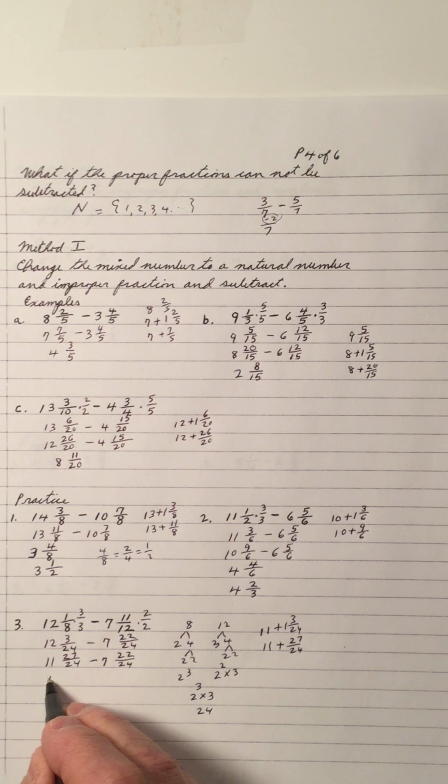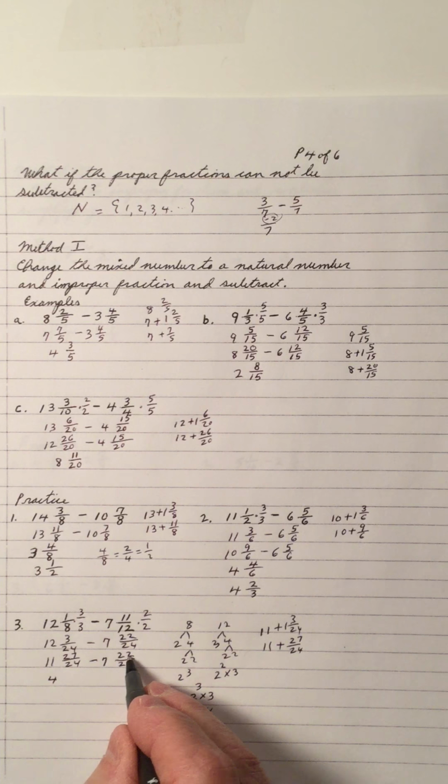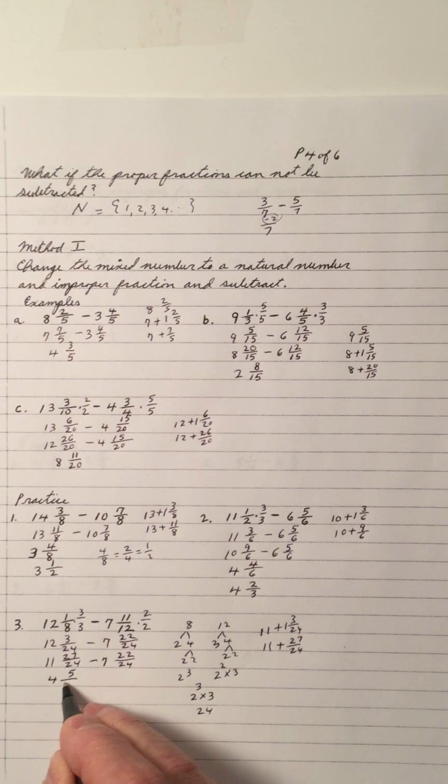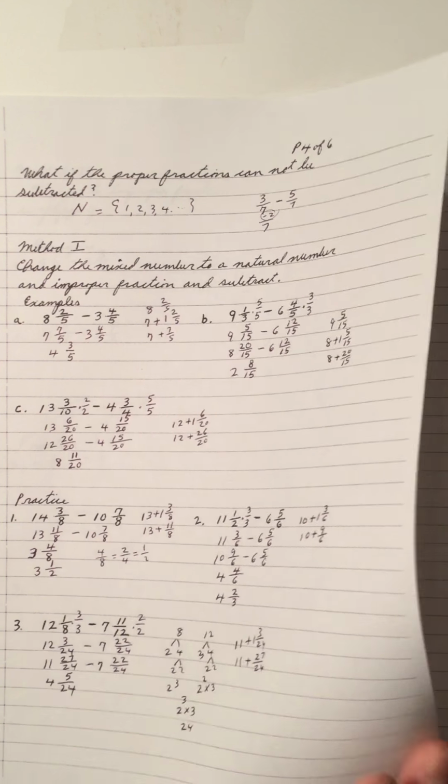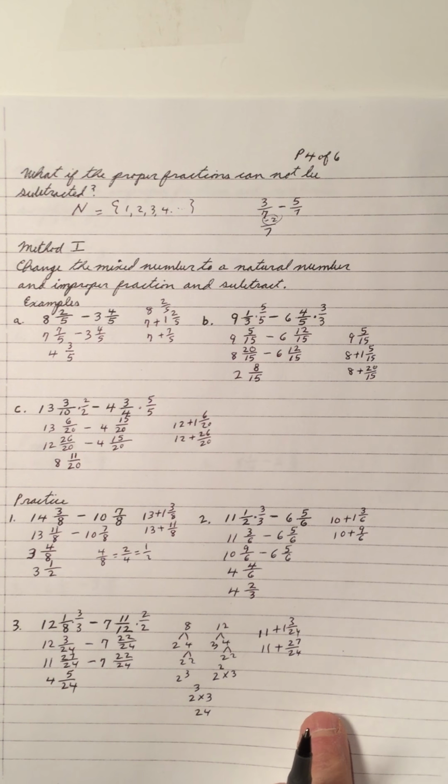Now I can subtract 4. 27 subtract 22 is a 5. And simplify. Just another way to do it. A good little skill to know.